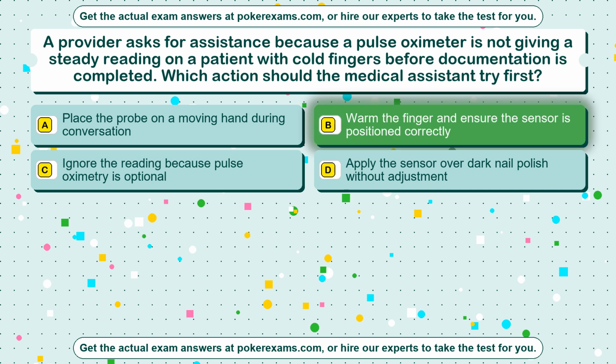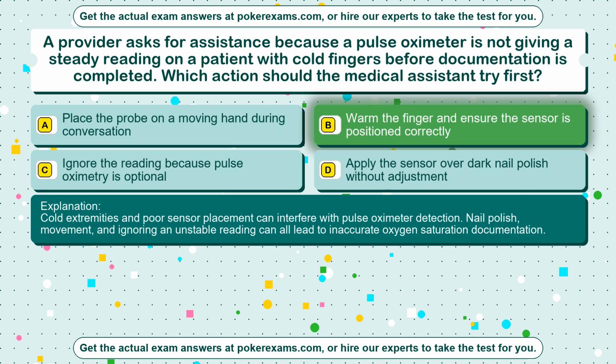The correct answer is option B. Warm the finger and ensure the sensor is positioned correctly. Cold extremities and poor sensor placement can interfere with pulse oximeter detection. Nail polish, movement, and ignoring an unstable reading can all lead to inaccurate oxygen saturation documentation.